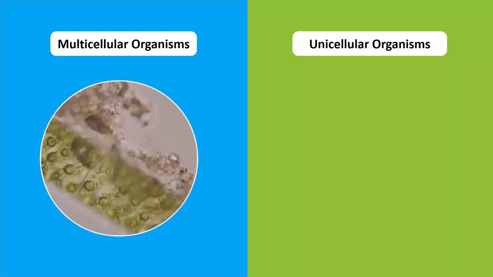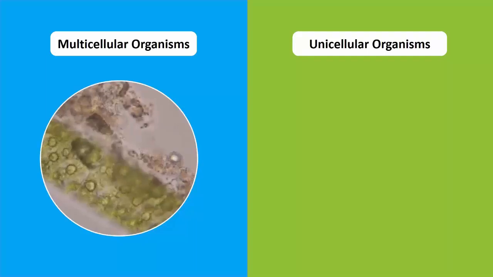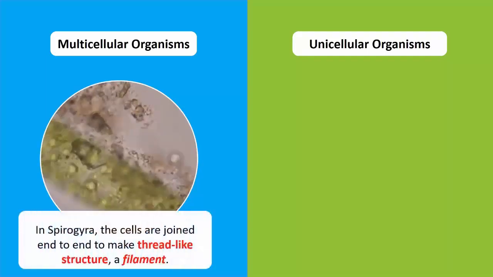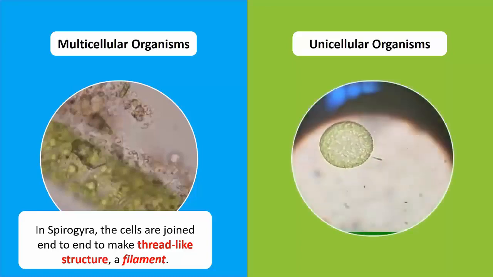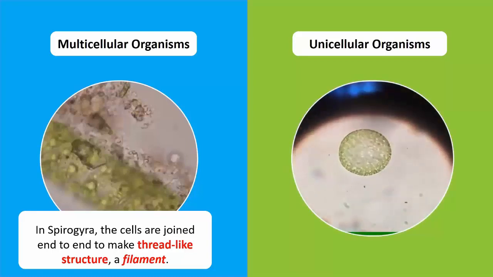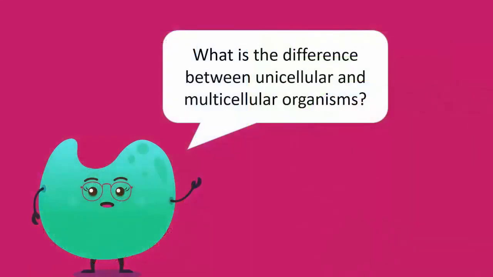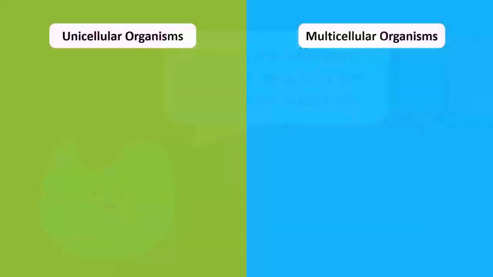But multicellular organisms, such as Spirogyra, are made up of fewer cells, which is why they cannot be seen by the naked eye. In Spirogyra, the cells are joined end to end to make thread-like structures known as a filament. However, most unicellular organisms are microscopic. Sometimes they live like a colony which is why we can see them without a microscope. Uni means one, multi means many.